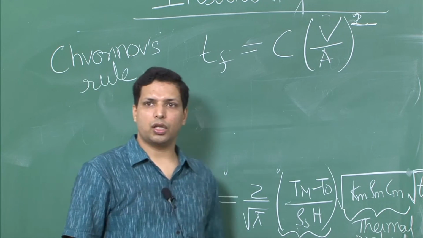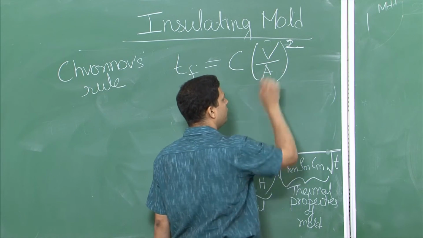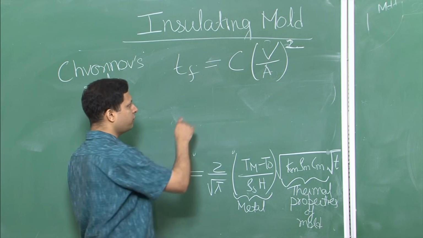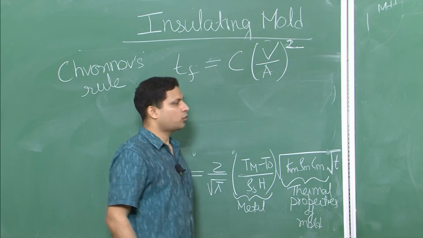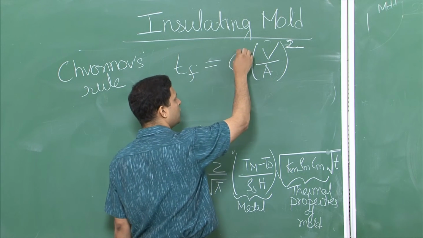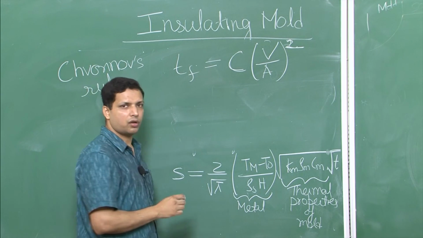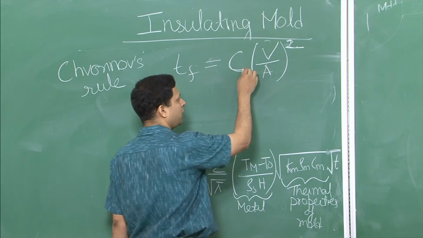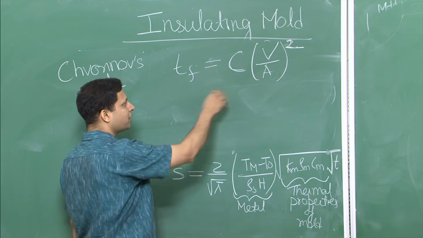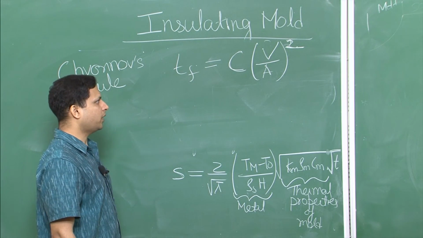This is giving you the total time that it will take for solidification in terms of the volume and the contact area of metal and mold. So Tf is proportional to the square of V over A, and C is a constant. You can get C from this for simple geometries, and in fact even if the geometry is not very simple, you can obtain a C for that particular kind of geometry and still get a relation like this, where Tf is equal to C times (V over A) squared.